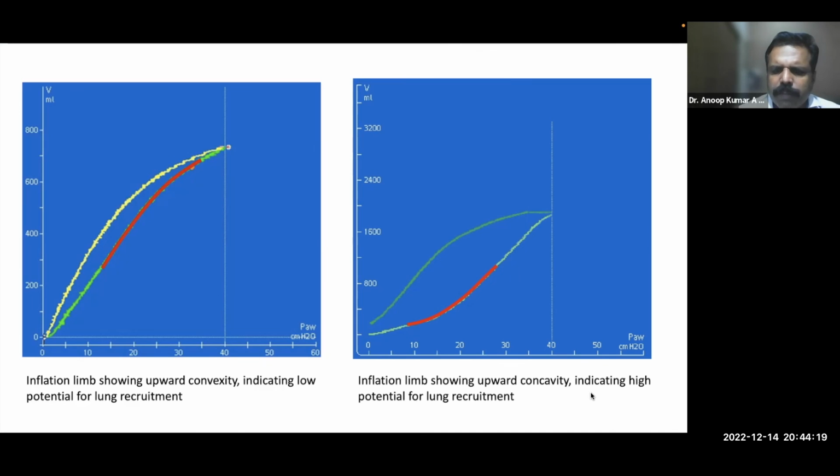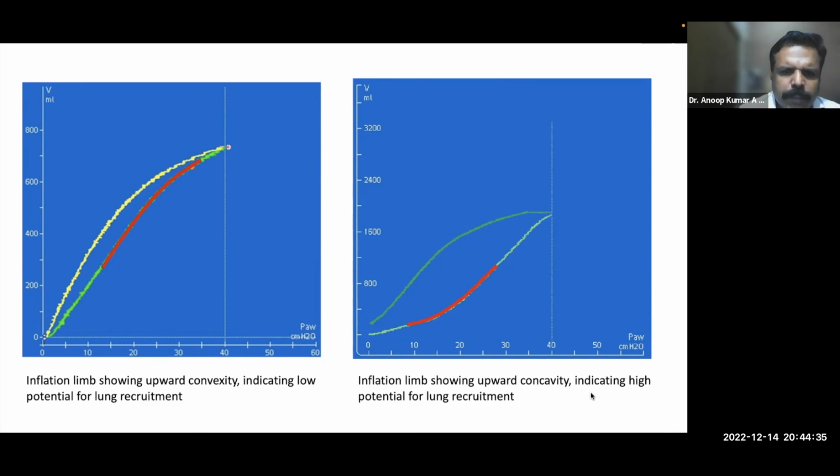So there are different ways by which you can do that, and even the APRV mode, etc., you can use and you can do the recruitment. But see how you see whether the lungs are recruitable or not. While explaining the PV loop also, we have already told that.